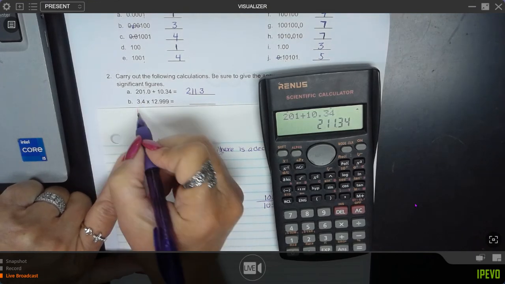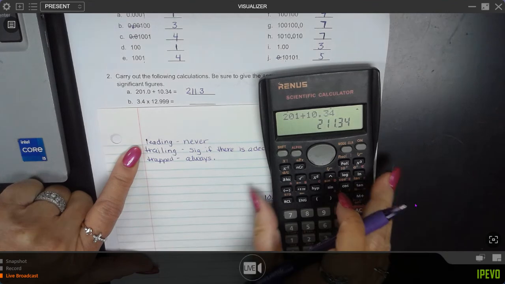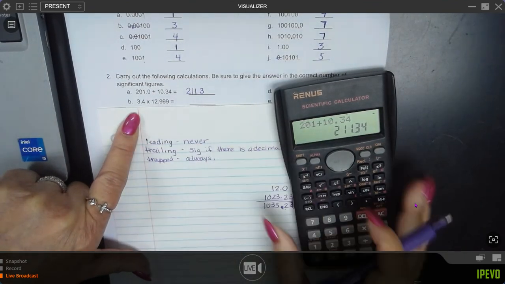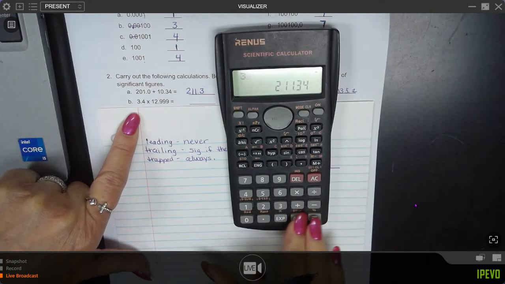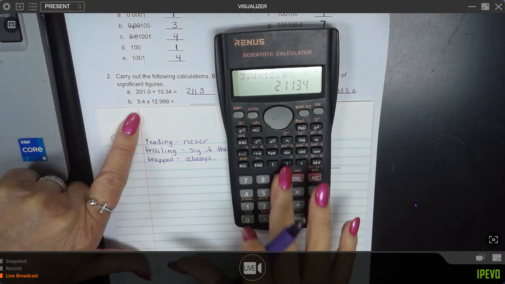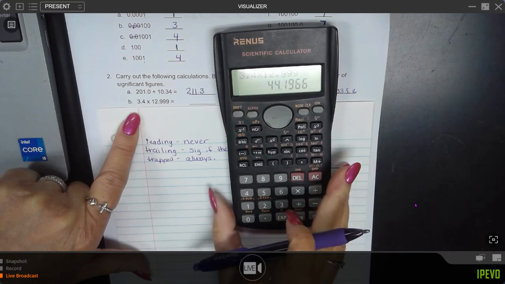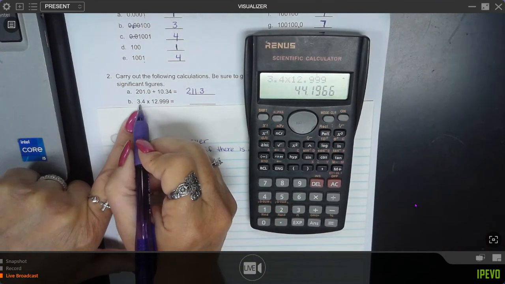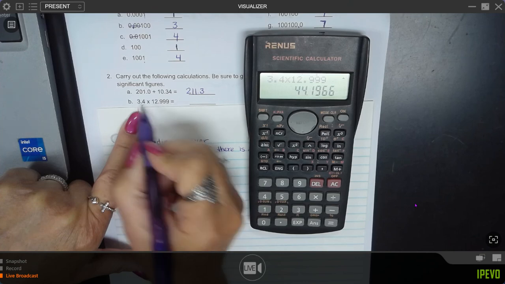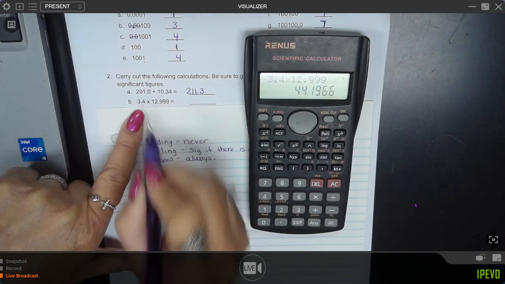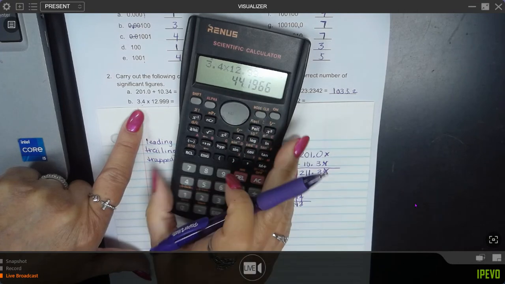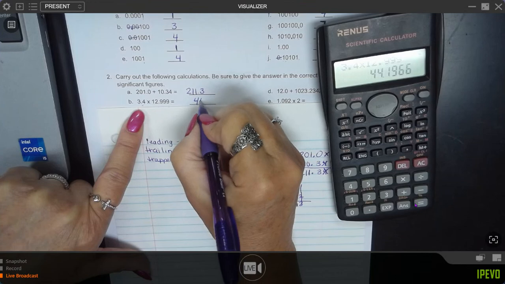All right, multiplication and division, we just count the number of sig figs in the numbers, and the number with the smallest sig figs tells us how many sig figs we have in our answer. So I've got 3.4 times 12.999. So let's do that math. 3.4 times 12.999. All right. So we can only have 2 significant figures in our answer because this number has 2. This number has 5. So we got to go with the smallest. So 2 sig figs, 44. Since this is a 1, I would not round up, so my answer is just going to be 44.